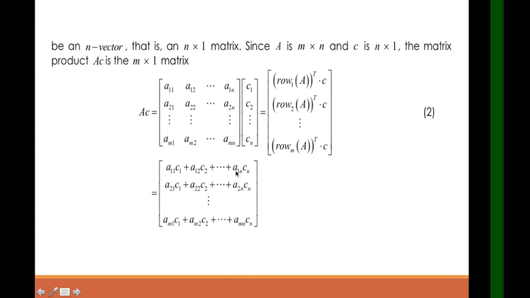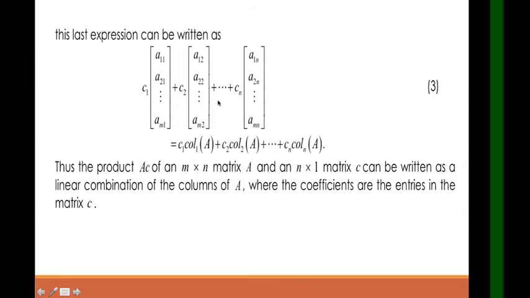So this will be the result. It is just showing the properties here, but we have been doing this since earlier. A sub 11 times C sub 1 is just A sub 11 times C sub 1. I am only showing the theory. So this last expression can be written as this one.